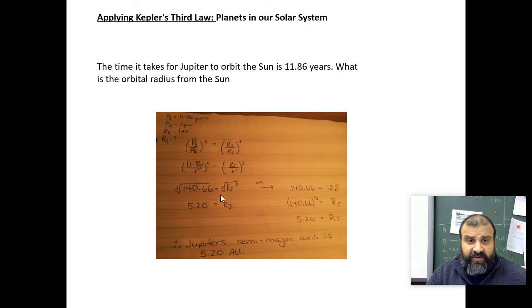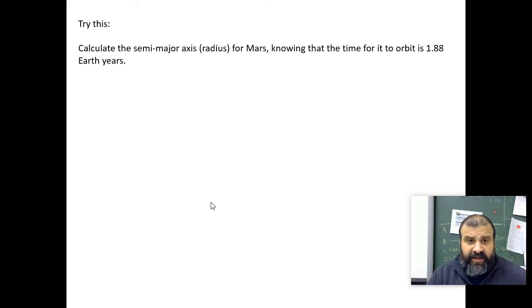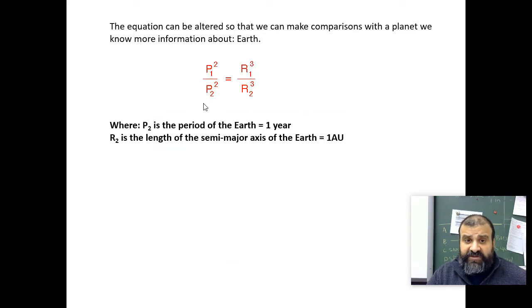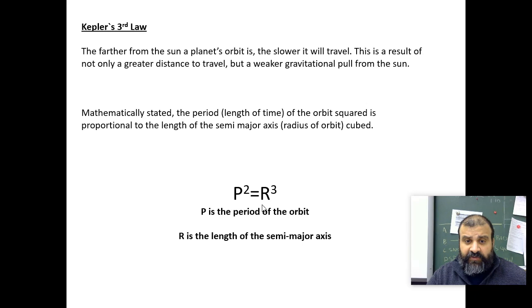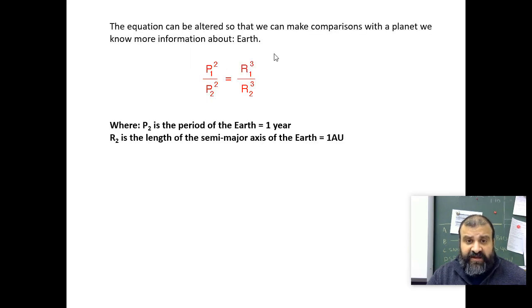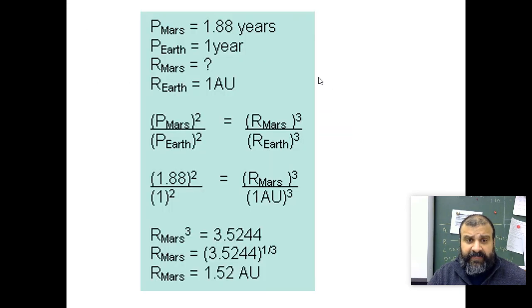For example, if we know how long it takes Jupiter to orbit the sun, we can calculate how far away from the sun it is. And you can work through these calculations, but you don't need to. Here, if you want to try, calculate the semi-major axis or the radius, knowing its orbit. And again, you can just use this formula here, which is modified as a comparison to Earth, but again, don't stress it.